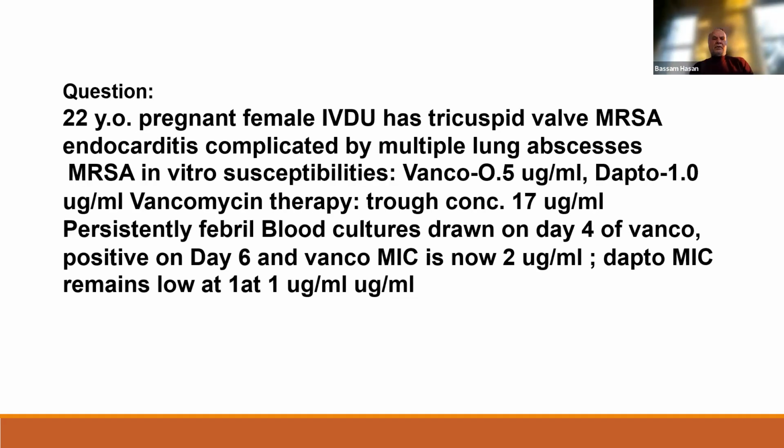All right, you have a 22-year-old pregnant female, intravenous drug user, who has tricuspid valve MRSA endocarditis, complicated by multiple lung abscesses. MRSA in vitro susceptibilities: vancomycin 0.5, daptomycin 1.0. Vancomycin therapy, trough concentration 17. Persistently febrile, blood culture drawn on day 4 of vancomycin positive on day 6, and vancomycin MIC now is 2. Daptomycin MIC remains low at 1.